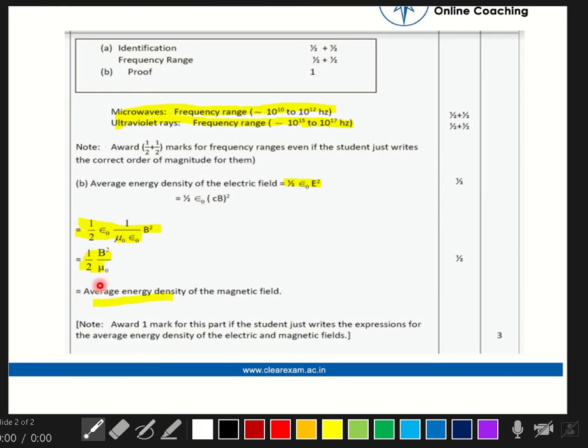By solving this, we will get half B square by mu naught. This is the formula of the average energy density of the magnetic field.